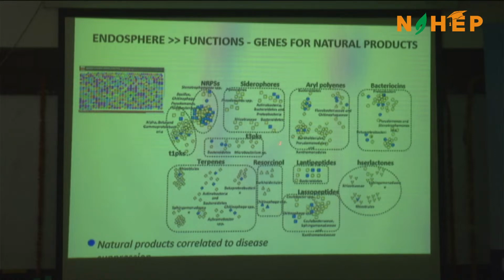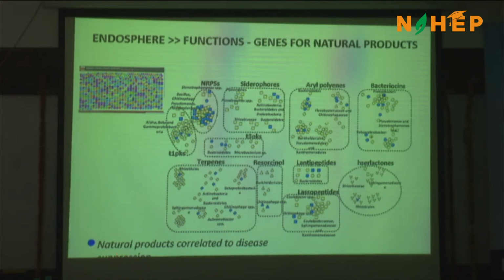So how do you read this? Each of the nodes represents one biosynthetic gene cluster, so one group of genes that is involved in the production of secondary metabolites. In yellow is the same as before: the ones that are non-significant, so they were equally represented in disease and healthy. And in blue, the ones that are overrepresented in the suppressive soil or correlated to suppressive soil.